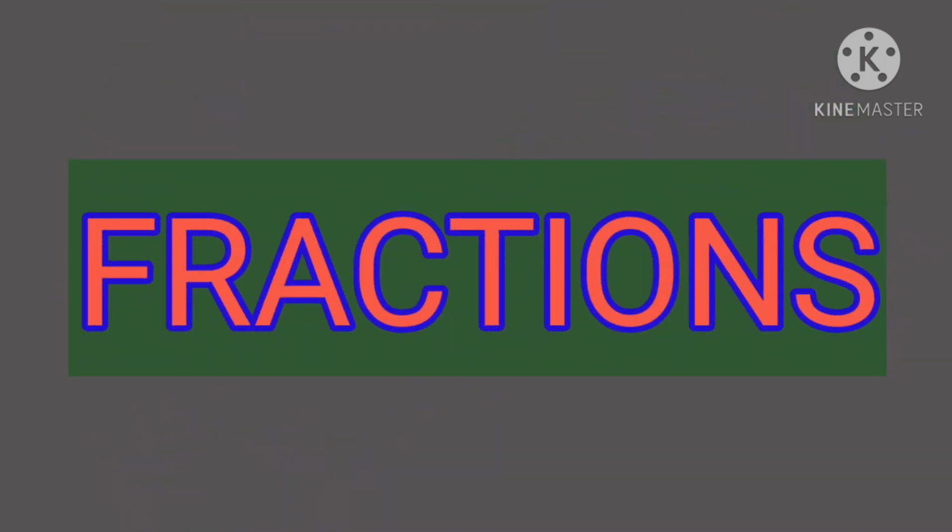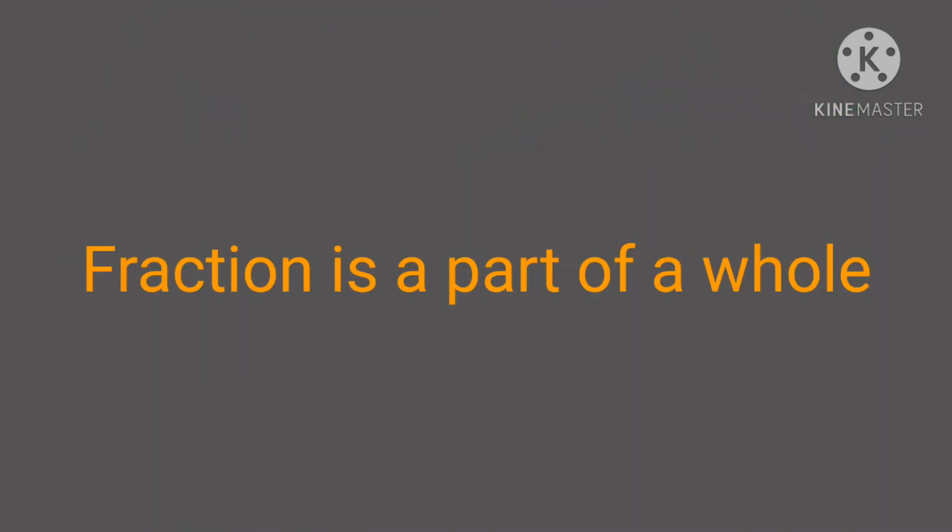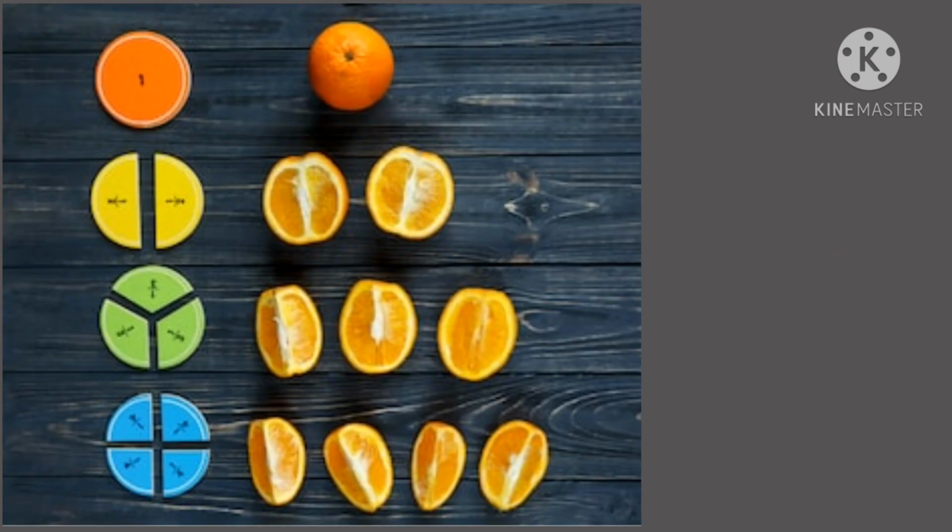Let us learn about some fractions now. A fraction is a part of a whole. Now let us see the different types of fractions. When a whole is divided into 2 parts, it is half. When it is divided into 3 parts, it is 1/3. And when it is divided into 4 parts, it is 1 by 4 or a quarter.